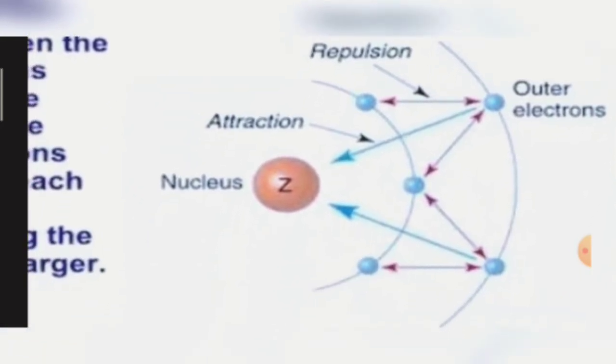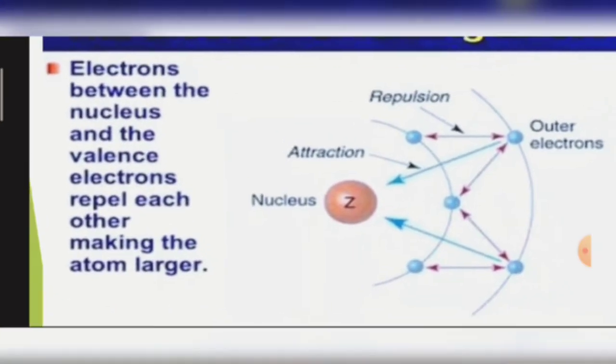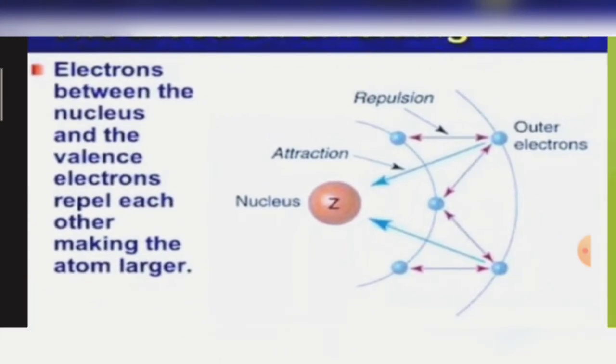And what is the effective nuclear charge? The electrons between the nucleus and the valence electrons repel each other, making the atom larger. Due to the repulsion between the electrons present in the orbits, they move further apart from each other, and that is the reason why atomic size also increases. And because of the increase of atomic size, there will be less attraction of the nucleus towards the outer shell electrons. That's why this effect is called shielding effect.